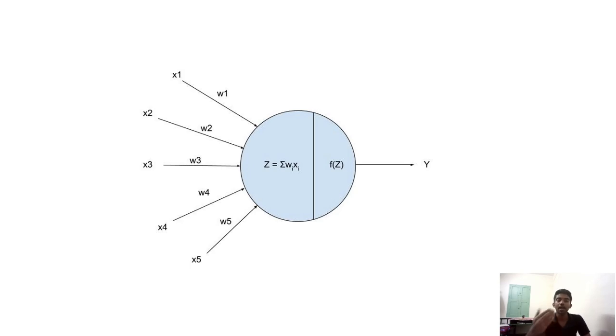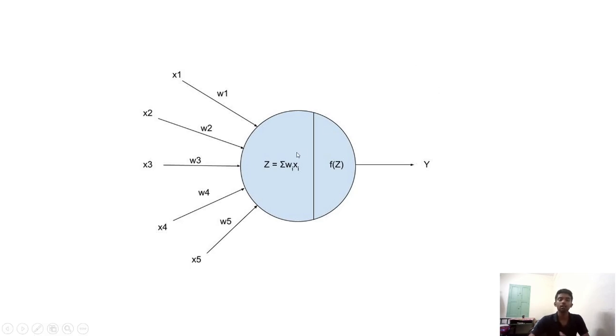We also add bias to the hidden layer. So the bias for each layer will have the same bias value. Okay, so this bias value will give you a non-zero number even if the input is zero.